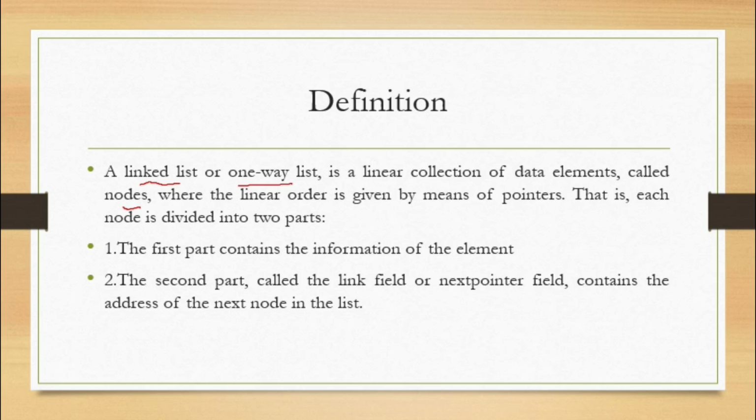That is, a node is divided into two parts. The first part contains the information of the element. The second part, called the link field or the next pointer field, contains the address of the next node. So basically, students, this linked list is a data structure. It is a linear data structure which is used for storing the data.